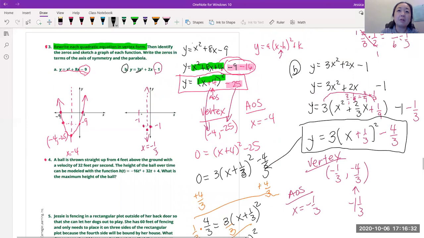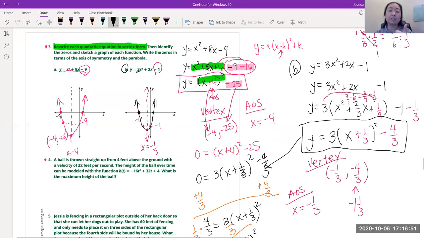So if we go back up here, negative 1 is right here. And then about 1/3 is like right about there, right? So we're going to draw a parabola. Yay, that one actually doesn't look so bad. Okay, and that's what that's going to look like. So now we know exactly where those roots are.